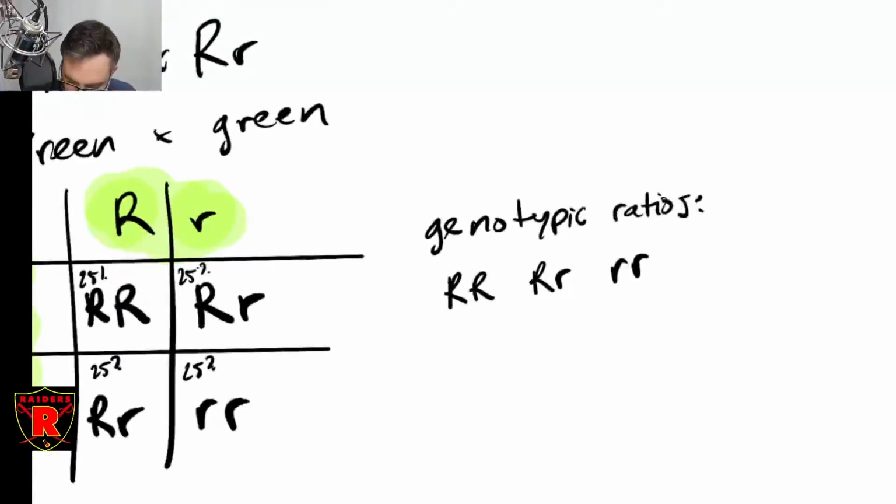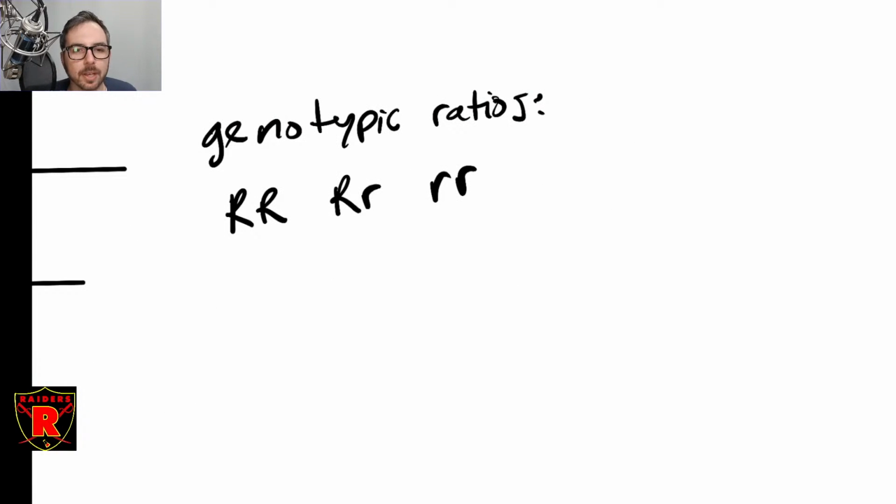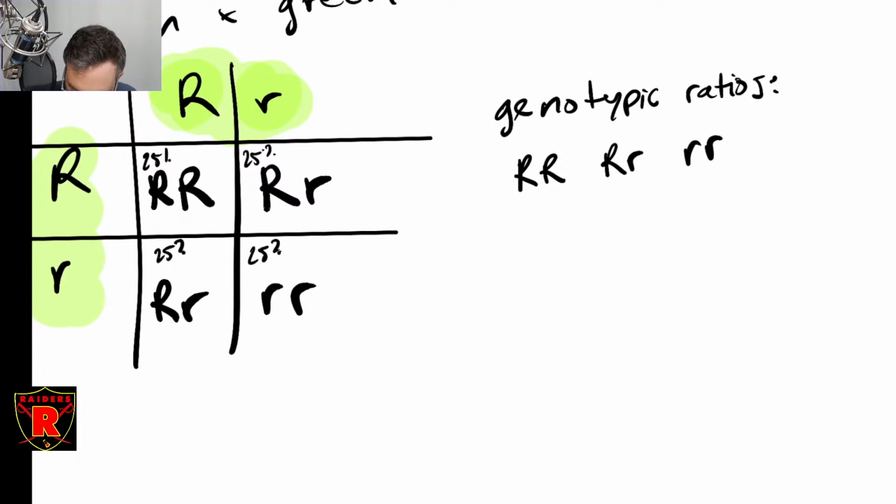No, it didn't. Okay. Genotypic ratios. So these are not an equal ratio to each other. If we actually look at the ratio, there is 1 big R to 2 big R little r's to 1 little r. So those are the ratios of the different genotypes that you get, one to the other.